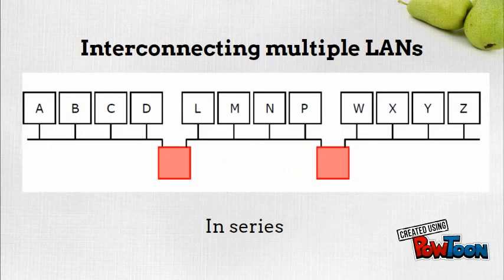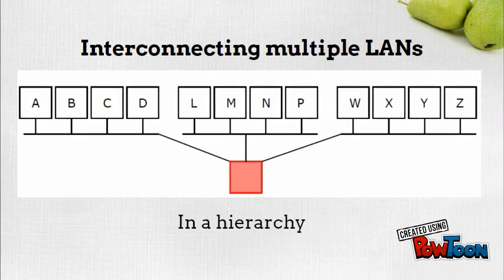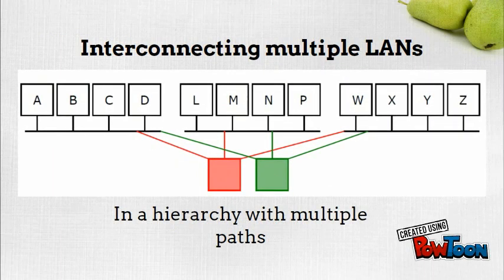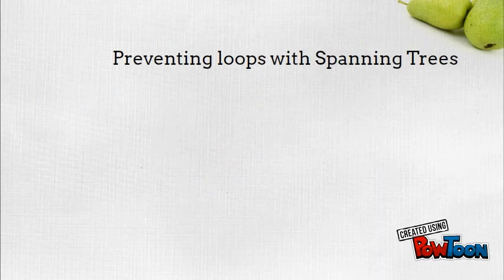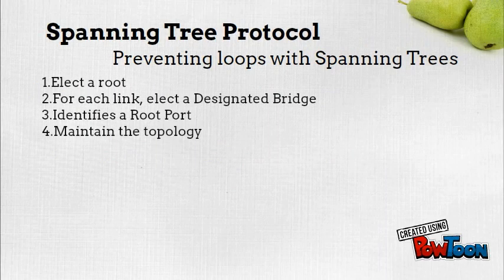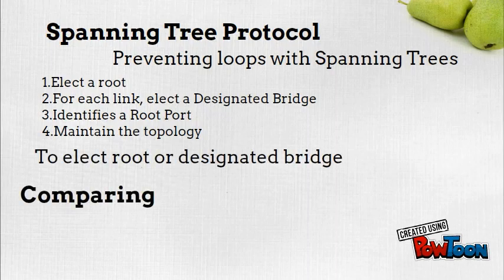For improving robustness, the interconnection of multiple LANs goes from in series to in hierarchy and then in hierarchy with multiple paths. The last type could result in loops, and the loops cause duplicate receipts, the frames proliferate, and the loop is endless. Considering this, we can prevent the loops with spanning trees. The spanning tree protocol has 4 steps. They are elect a root, elect a designated bridge, identify a root port, and maintain the topology.